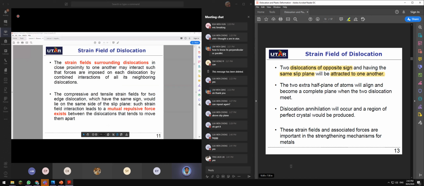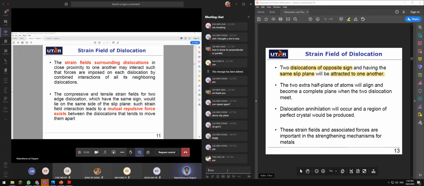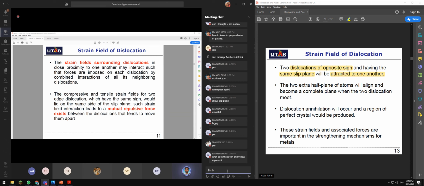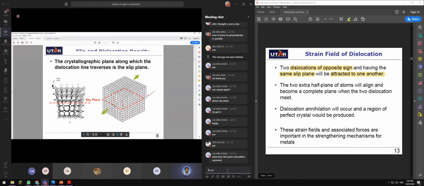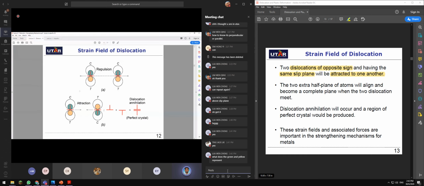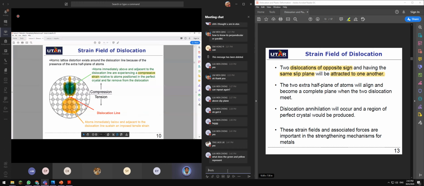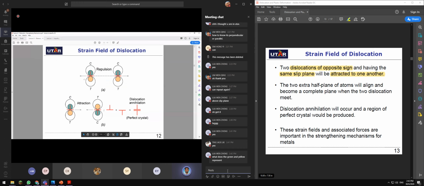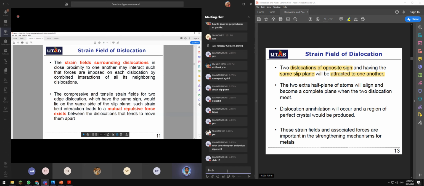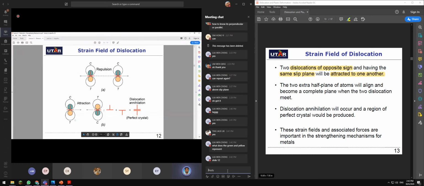Okay, so far any questions on this? Any questions on this? Try to digest. Let me know if you have any question. What does the green and yellow represent? Green and yellow in which slide? Is it slide 10 or slide 12? Slide 12. Okay, slide 12.